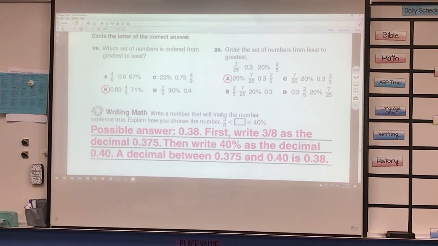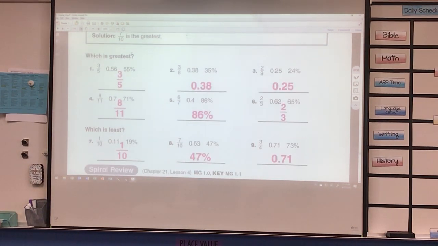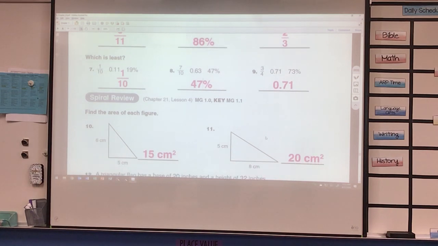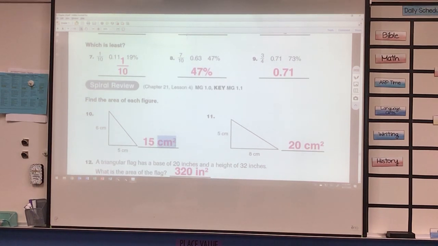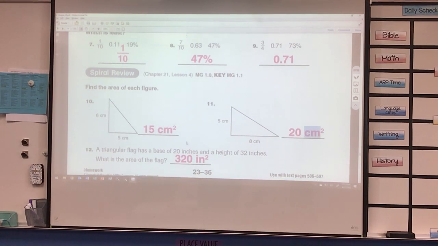Okay, going down to the homework. Okay, again, this says greatest. 3/5, 0.38 or 38 hundredths, 25 hundredths, 8 elevenths, 86%, 2/3. This is asking for the least. 1/10, 47%, and 0.71 or 71 hundredths. Okay, find the area of each figure. 15 centimeters squared. Don't forget that this is important. Number 11, 20 centimeters squared. And number 12, 320 inches squared.